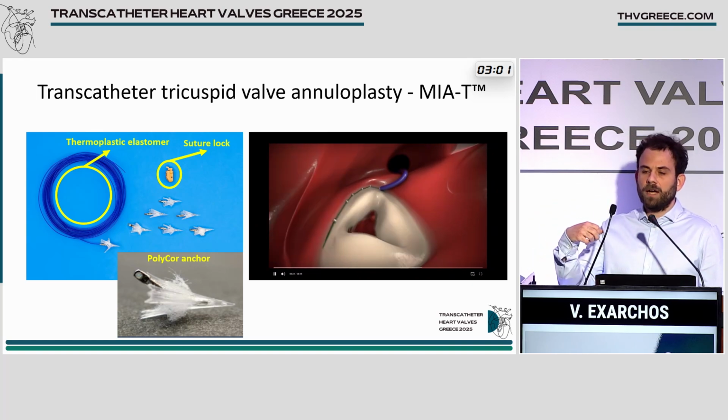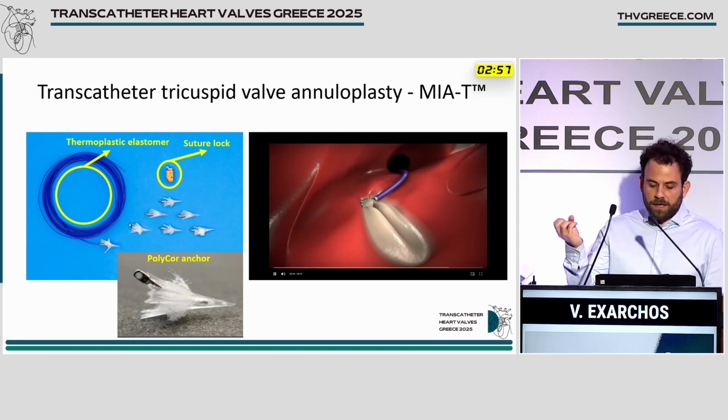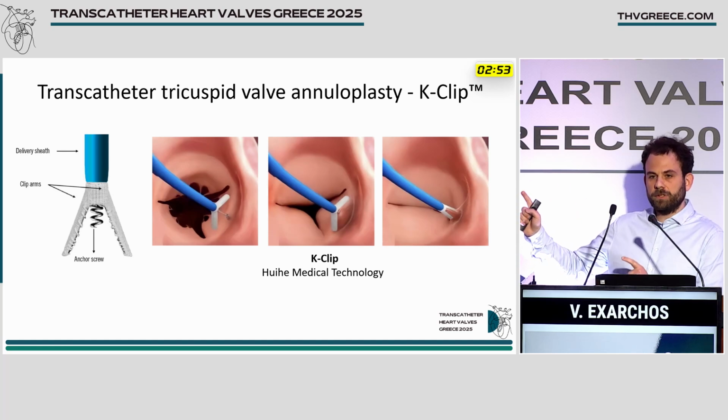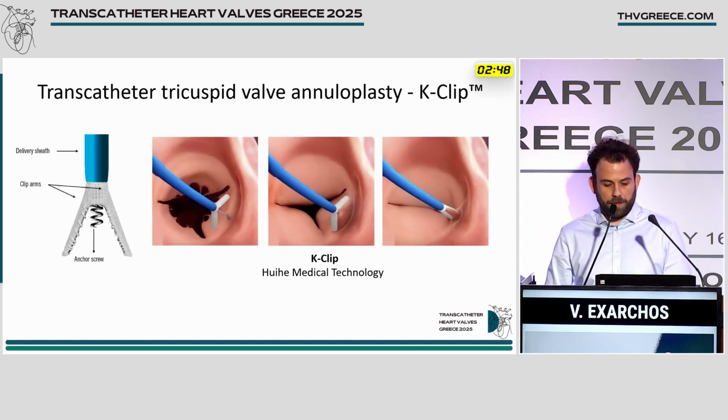Less invasive procedure. Here we have a thermoplastic elastomer. Here we have low mass polycore anchors. And here we have a bicuspidization technique, so we are plicating only the posterior segment of the tricuspid annulus.